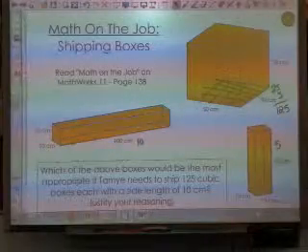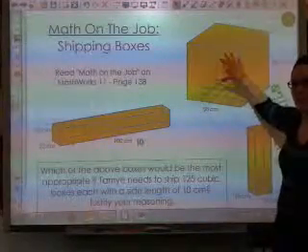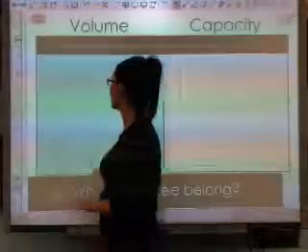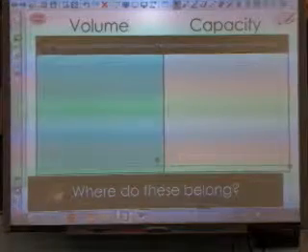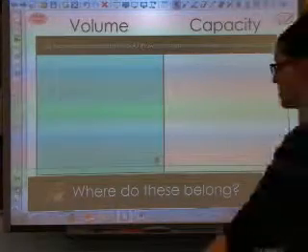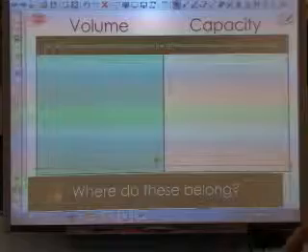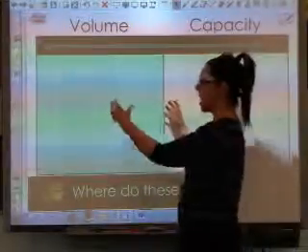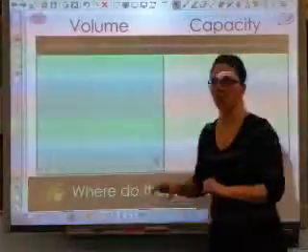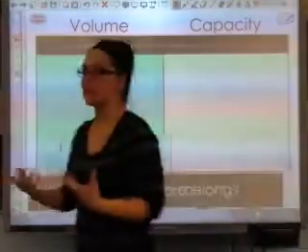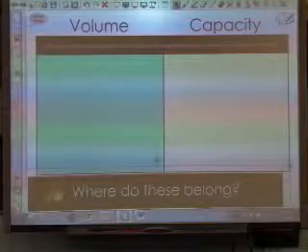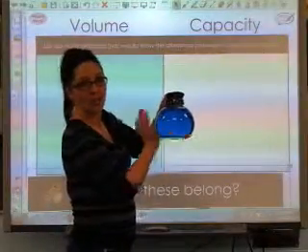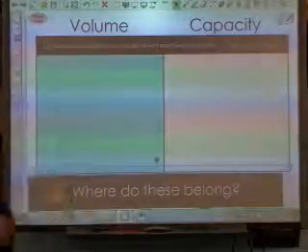This is an example of volume, the amount of space the box holds, the amount of space that I can put into it. So when we're talking about volume, we kind of interchange two words, volume and capacity. Volume refers to solid objects, the amount of boxes I can fit into that container. Capacity refers to liquid. So capacity would be the amount of water I can put into the coffee pot. That's the difference.